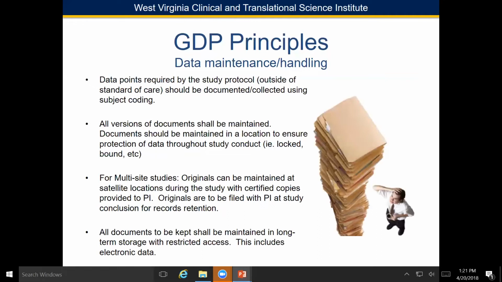Some more principles for data maintenance and handling. So data points required by the study protocol outside of standard of care should be documented and collected using subject coding.